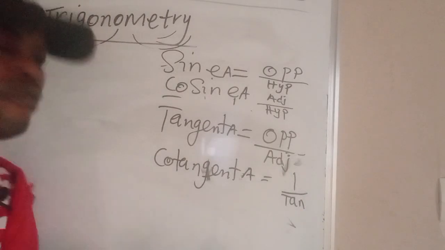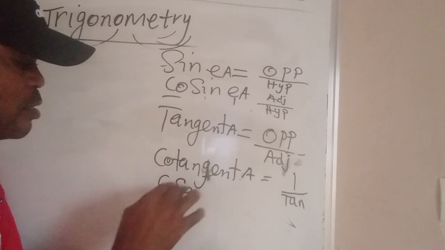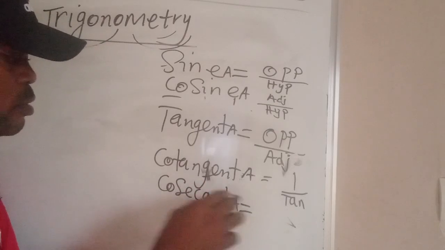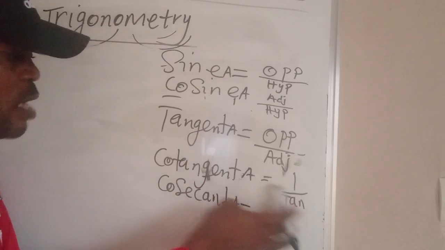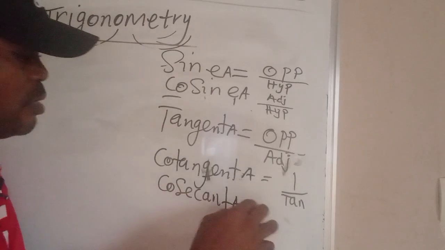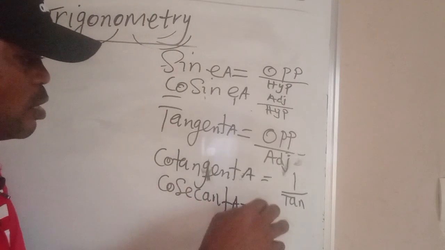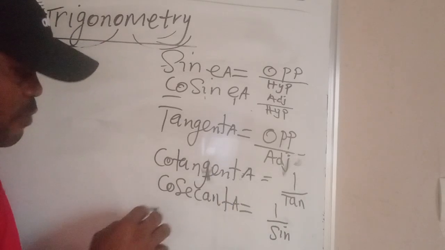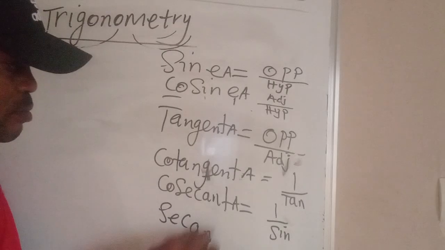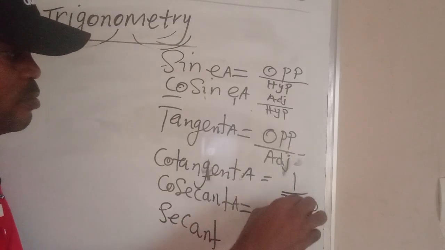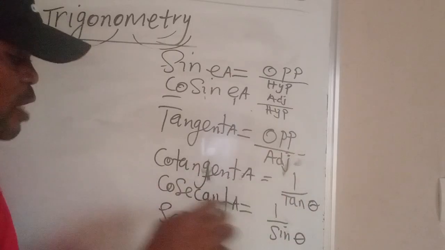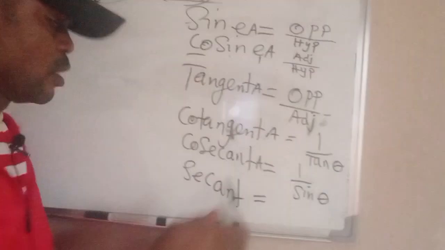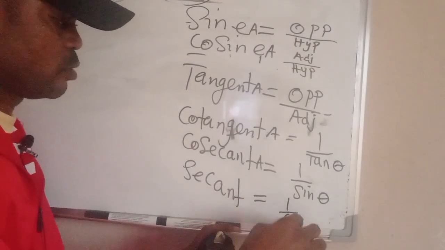Then you also hear of the cosecant, which is cosecant A, where A stands for the angle, showing the relationship between the sides, which is going to be 1 all over sine. And then you have the secant, secant theta, and so on and so forth, which is going to be 1 all over cos, or cos theta.